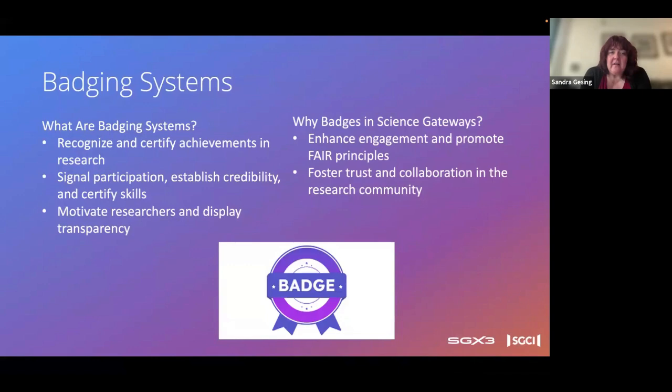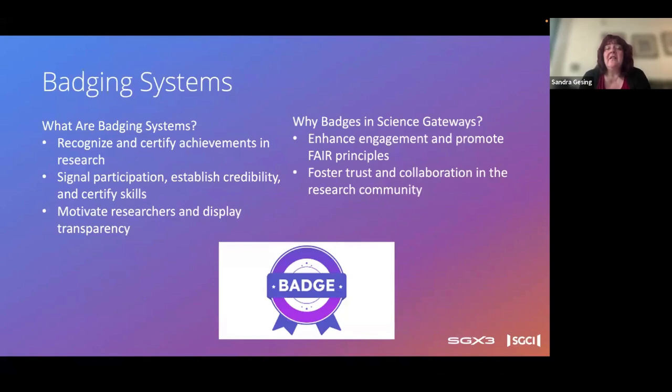And what are badging systems? It's therefore recognizing and certifying achievements in research. You can have different levels of badges, and you might have seen some. GitHub is giving badges, for example, and it's really to signal participation, to establish credibility and certify skills.